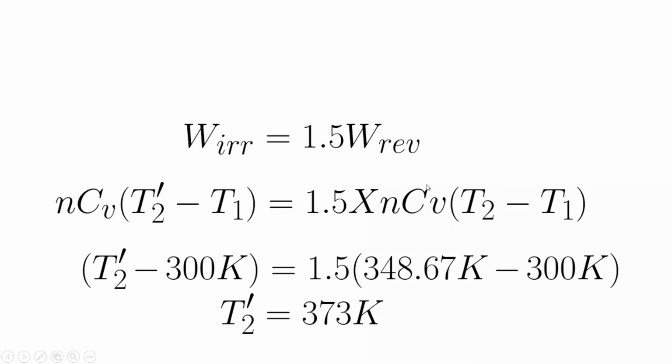It is a delta U in the case of reversible, and also a delta U in the case of irreversible. So I don't know T2 dash, I know T1, that is 300 Kelvin, and I have already calculated T2. T2 is 348.67 Kelvin in the case of the reversible process, right? So minus 300, and I have 1.5. n Cv is constant, n Cv is the same for both, so n Cv will be cancelled out. Finally we get T2 dash is equal to 373 Kelvin. This is the final answer, right?